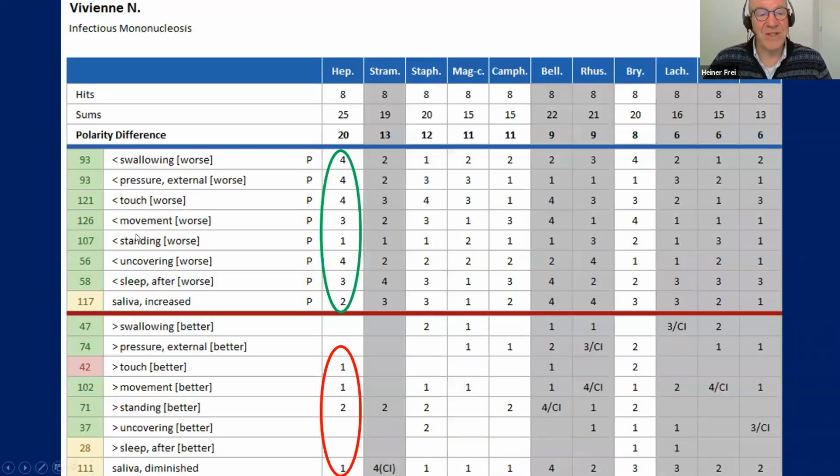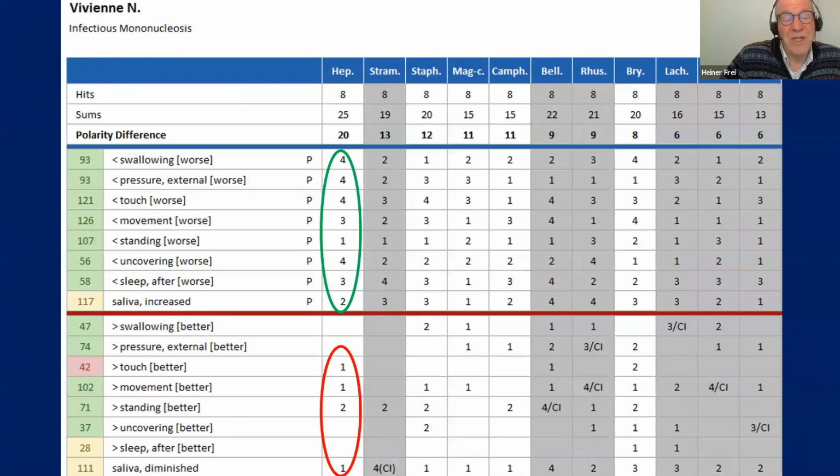Now, this is the repertorization. We just enter all these symptoms. And you see, first of all, she has many remedies that cover everything. And we have a high polarity difference, especially in hepar sulfuris. Second would be Staphysagria, then magnesium carb and camphora. The remedies that are shaded gray have contraindications. We will explain that to you later on.